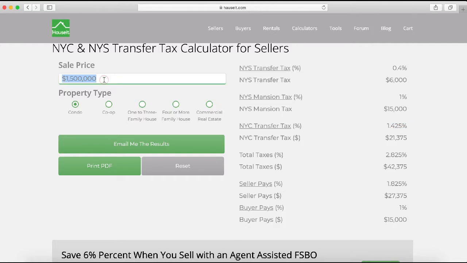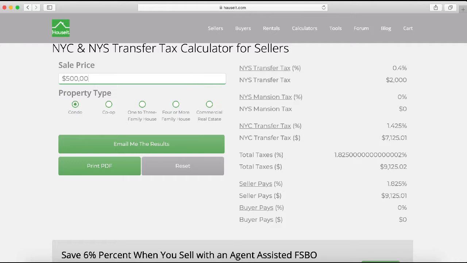So let's say you're selling a $350,000 condominium in Bed-Stuy. In this case, the lower New York City transfer tax rate of 1% will apply. Now, if we go to 500,000, as you'll see here, we still have the lower tax rate of 1%. But the moment we go above 500K, you're going to see that there's a higher transfer tax rate of 1.425%. Now, as far as the New York State transfer tax is concerned, the threshold there is $3 million as to when that rate goes up to 0.65%.